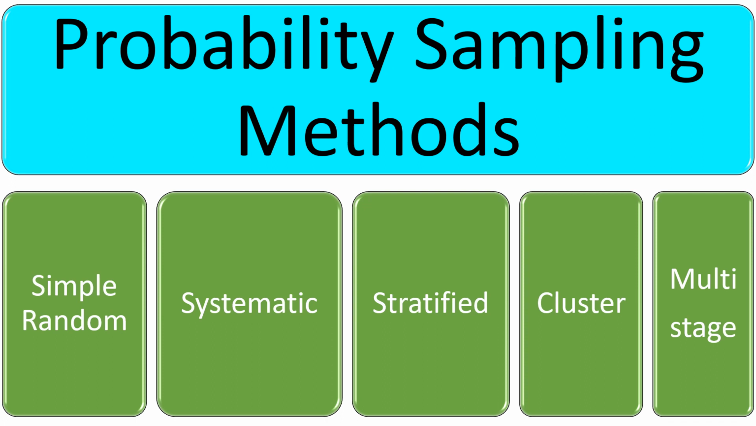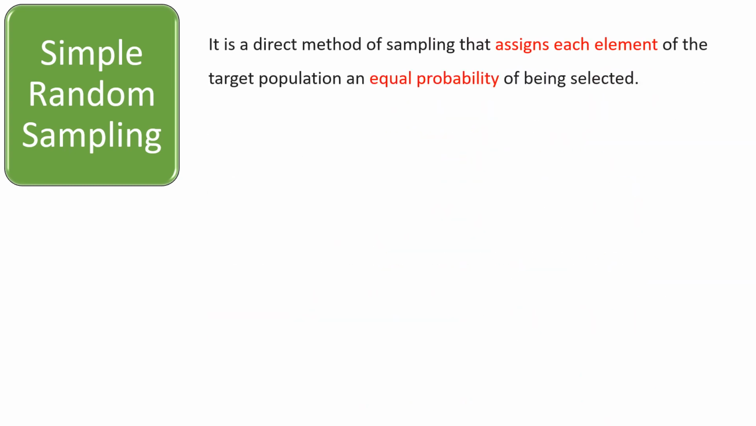Let's proceed to the types or methods of probability sampling. There are 5 divisions of probability sampling: simple random, systematic, stratified, cluster, and multistage. Let's discuss them one by one. To start with simple random sampling, it is a direct method of sampling that assigns each element of the target population an equal probability of being selected. Each member has an equal probability of being selected from the sampling frame.